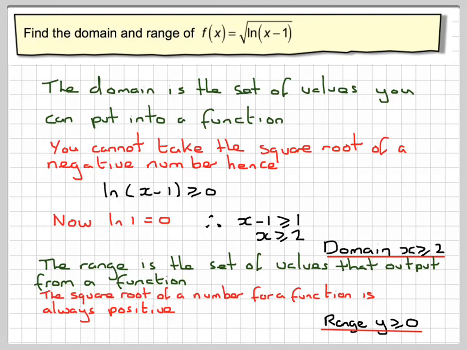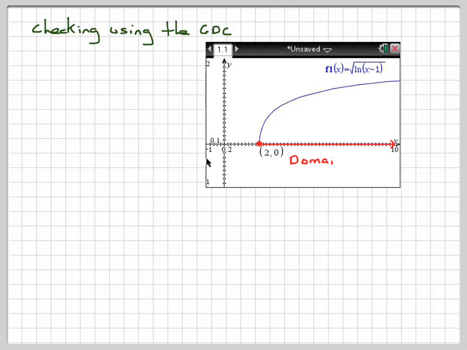So going back to what we just did, checking using the GDC, we have here the function, okay, and you can see that here from here onwards we have the domain, and here outwards we have the range of values. So these are a set of values we can put in, these are a set of values we can put out. So we can always look at it if it's a paper 2 question using the GDC.